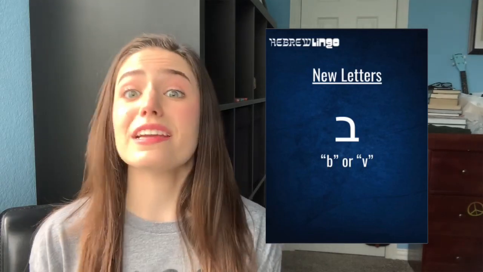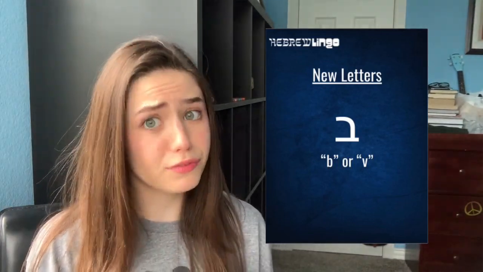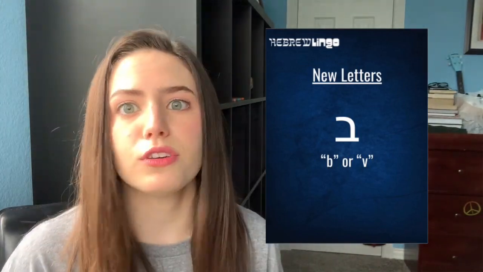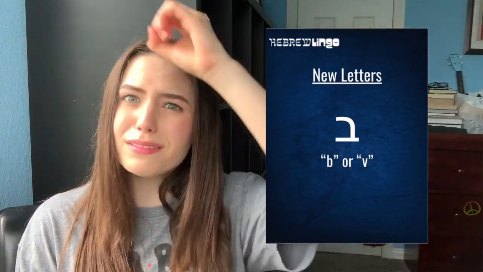Okay, so the next letter is bet, or sometimes called vet. Now a bet or a vet makes a B or a V sound. Why does it have two names? Well, in Hebrew, if you've ever seen a children's book, you might notice that a lot of letters that seem normal to you actually have dots around them, underneath them, or lines or dots in the middle of them.